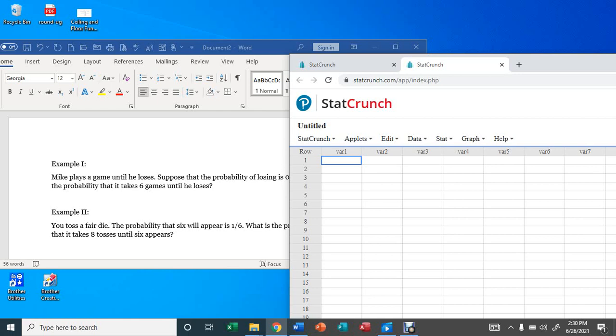So first, what is geometric distribution? Geometric distribution represents the number of failures before you get a success in a series of trials. For example, if you toss a coin until you obtain a head, the number of tails before the first head has a geometric distribution. And the requirements of geometric distribution are the same as the requirements of binomial distribution, which are 4.